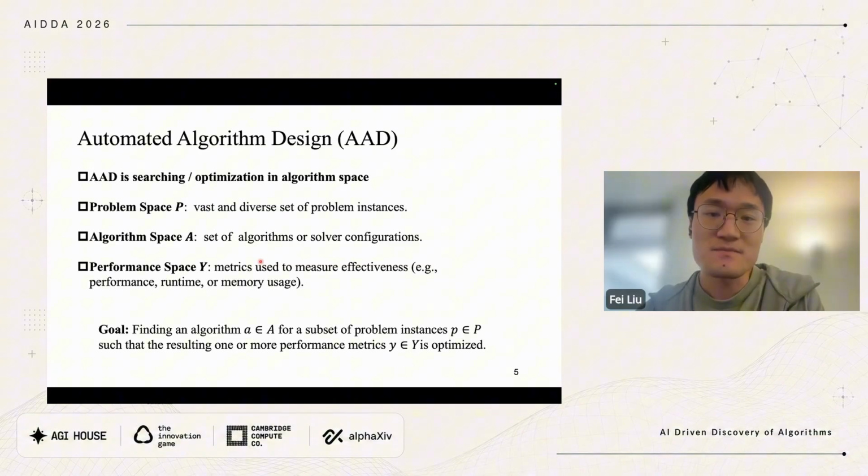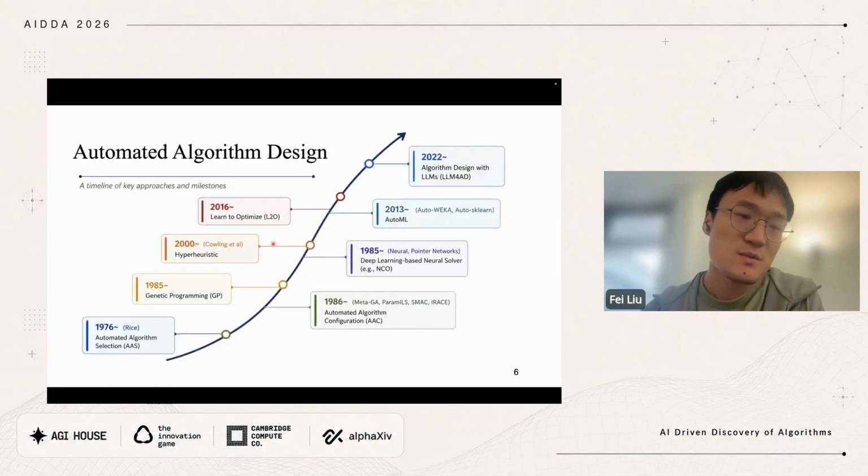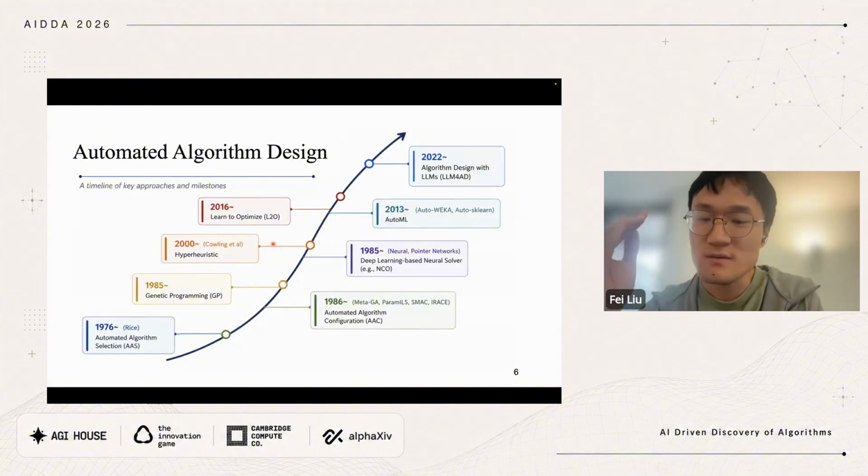Basically, I think all of you are doing some agentic systems for decision making, right? So we treat automated algorithm design as an optimization problem in algorithm space. We have a problem space, an algorithm space, and a performance measure, then we can search in the algorithm space. Now that we have large language models, we can directly generate algorithms and code. That's clear, right? But actually, automatic algorithm design has been studied for at least decades.